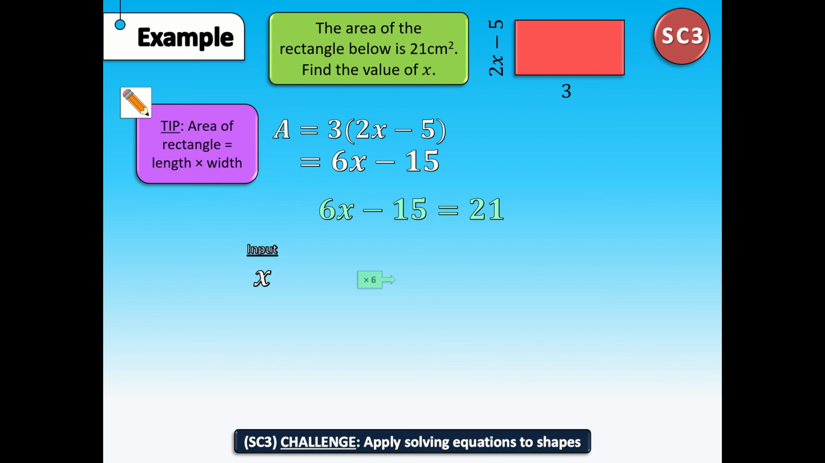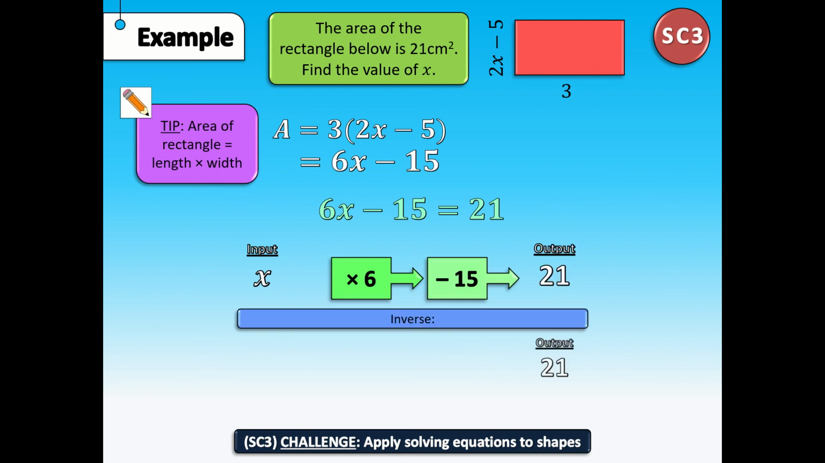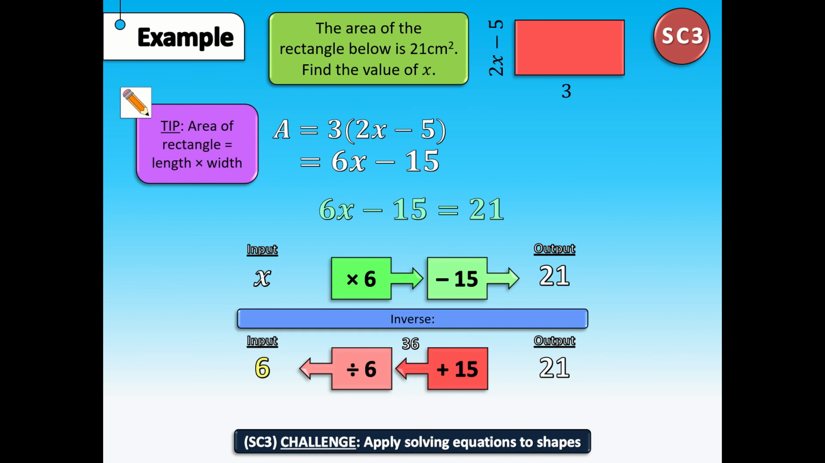Then we can write a function machine to be able to solve it and work backwards doing the opposite. So we start with 21, we add 15, and then we divide by 6. So 21 plus 15 is 36, and 36 divided by 6 is 6. So x equals 6.